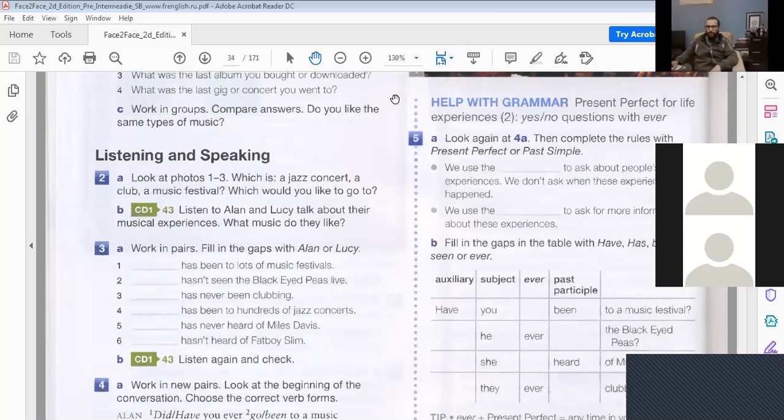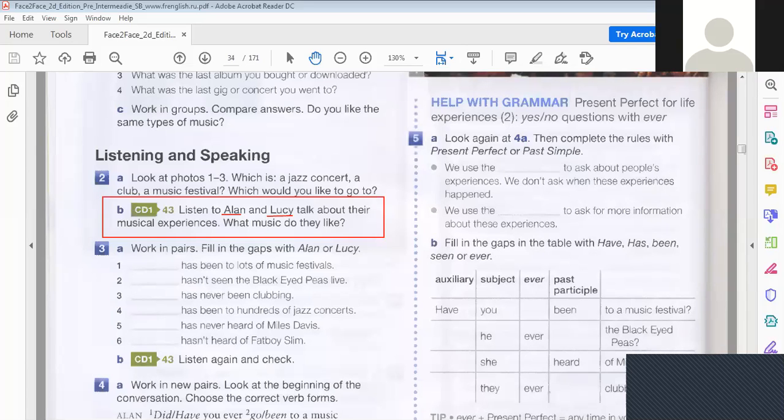Now let me show you the question we're listening to. We're doing part B now, number 2B. So we want to listen to two people talking. So Alan and Lucy are talking, okay? And they will talk about their musical experiences. And we want to find out what music Alan likes and what music Lucy likes. Okay? So this is the question. So let's listen. Track 43.